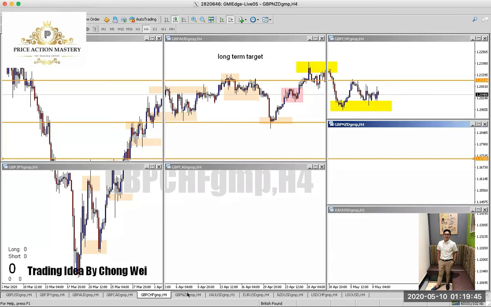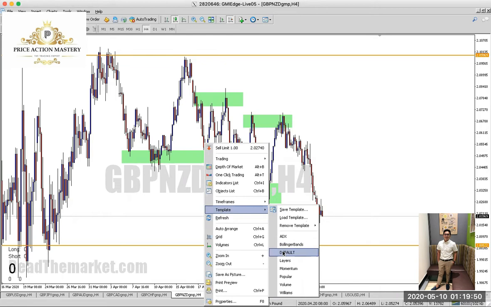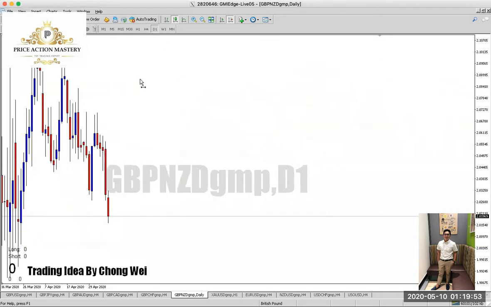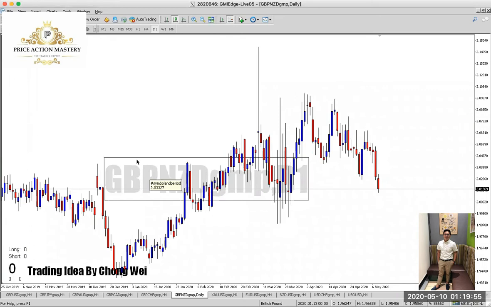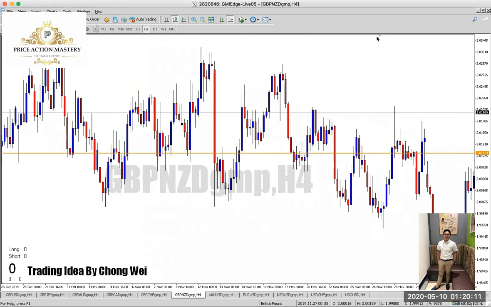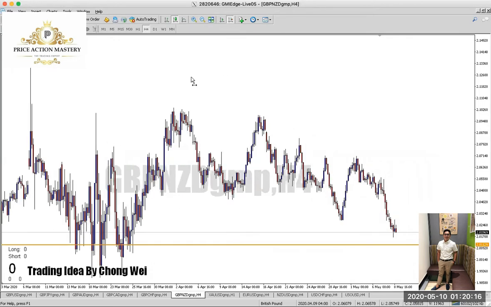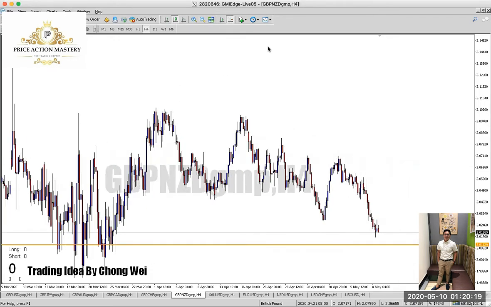So this is GBP Swiss franc. Now GBP New Zealand. There are a lot of buyers going to be entering here, but currently it's a sell. As you can see, the market just follows the drop. So for this trade, it's not looking favorable.